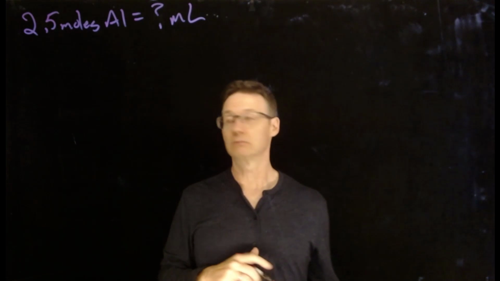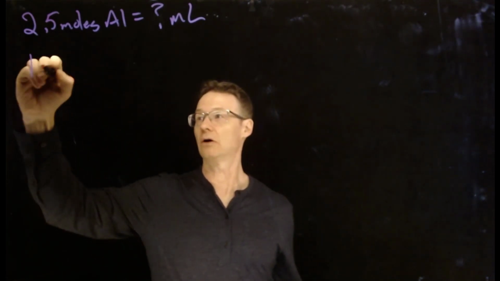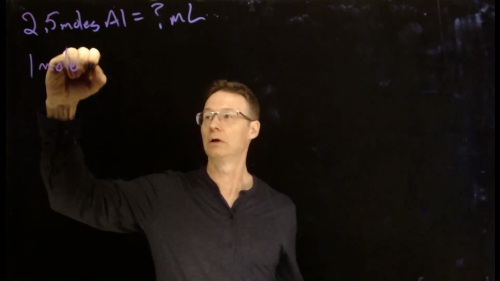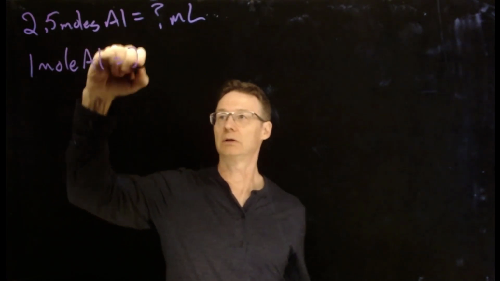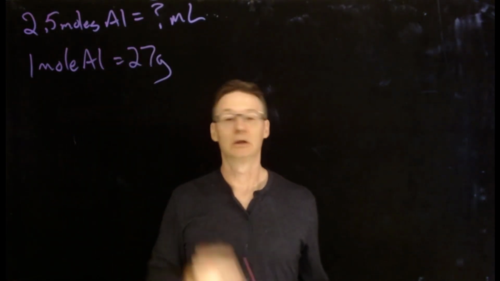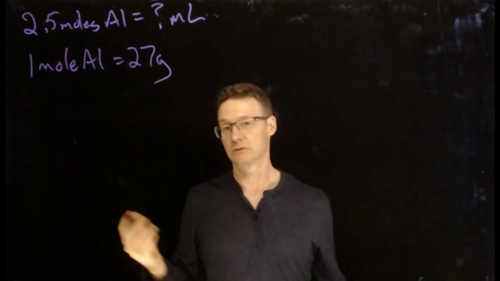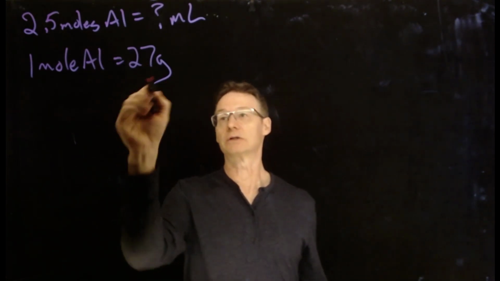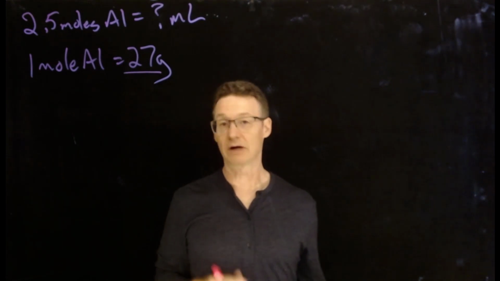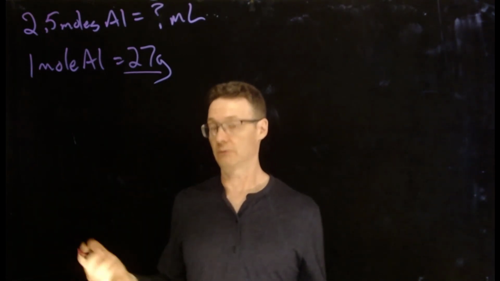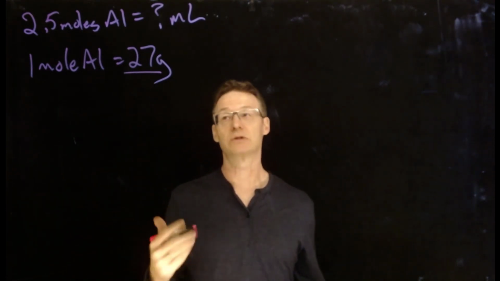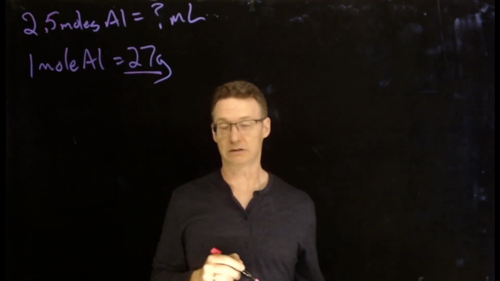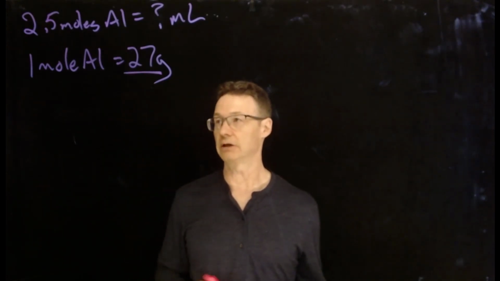But for now, we need to know that 1 mole of aluminum equals 27 grams. That comes from the periodic table. So does the molar mass of water, which we talked about in the last problem. And notice that the number 27 grams is different from the number of grams in a mole of water. Different substances have different molar masses. You'll learn more about that in another video.